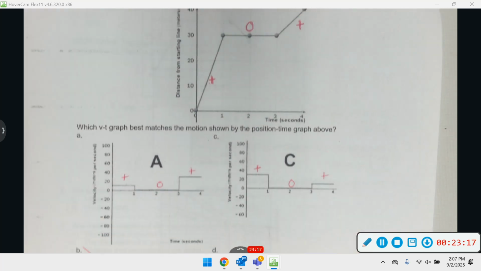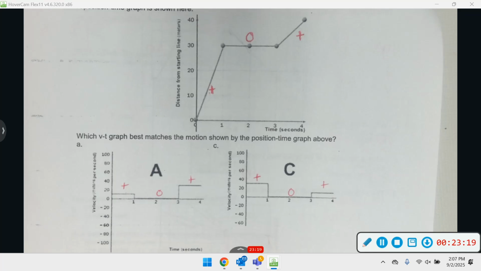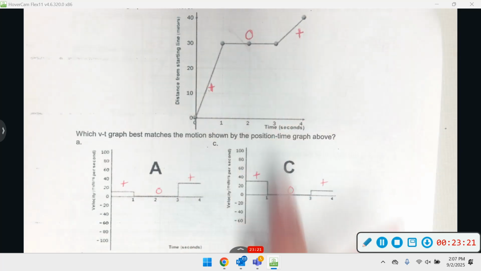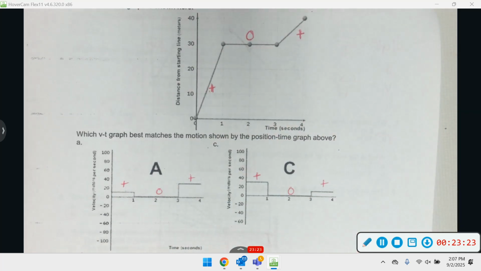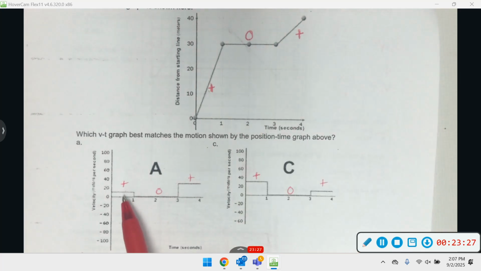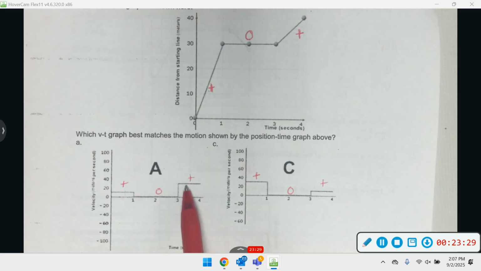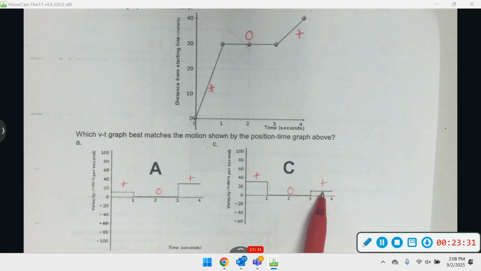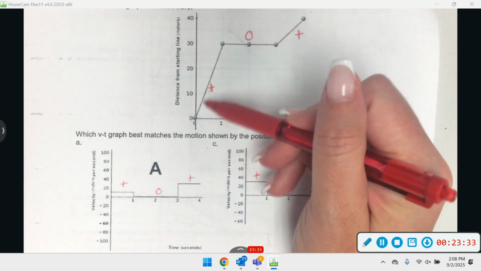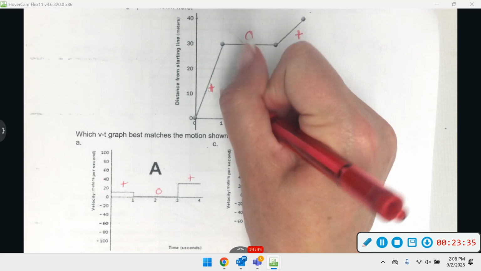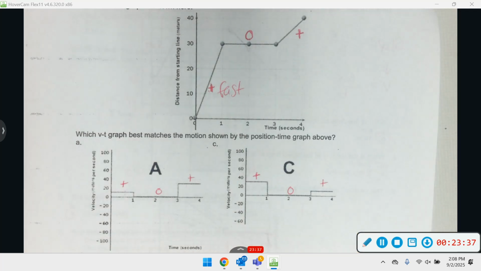Okay, so it's either A or C. And yes, from here you would be welcome to actually solve for the slope, or just look at them relative to each other. Which one is faster? Because that's the difference here. This shows slower and faster. This one shows faster and then slower. So is it faster or slower here? Faster. And I know that because it's a steeper slope.